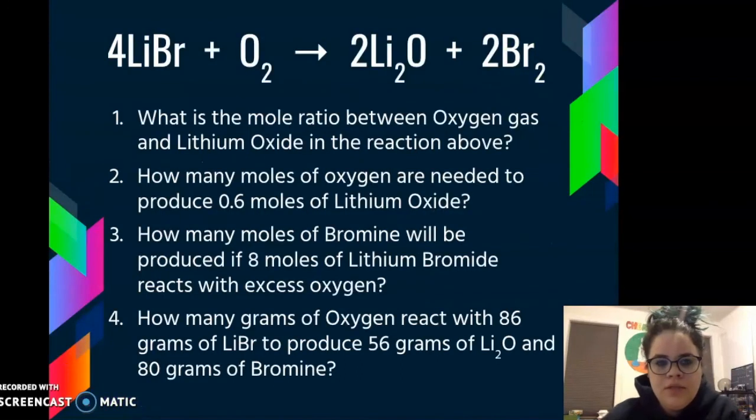All right, so your balanced equation is 4 moles of lithium bromide react with 1 mole of diatomic oxygen to produce 2 moles of lithium oxide and 2 moles of diatomic bromine. These 4 questions will be the ones that are on your Edpuzzle. Please take your time, they will be graded. Use a calculator, use some pen and paper, take your time and do your best.